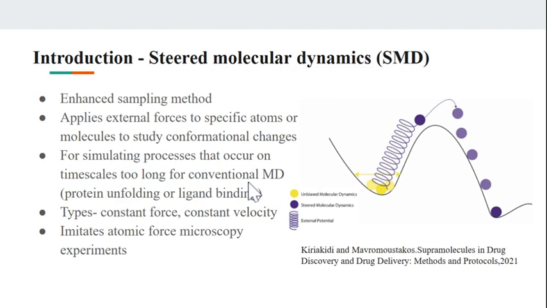There are two types of steered molecular dynamics simulations, a constant force or a constant velocity simulation. In the constant force, an external force is directly applied on the atom or set of atoms of interest, while in the constant velocity type of simulation, a harmonic potential is applied, ensuring that the atom of interest is eventually moving with a constant velocity. So, this SMD simulation imitates the atomic force microscopy experiments and can be used to understand what's happening in these experiments and for understanding processes like protein unfolding or ligand binding.